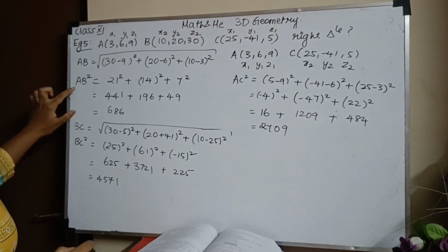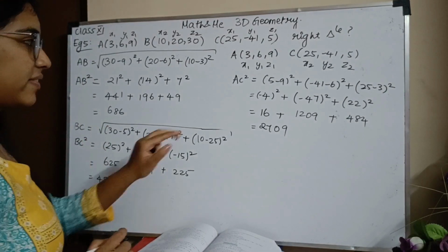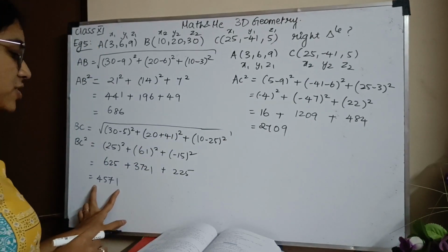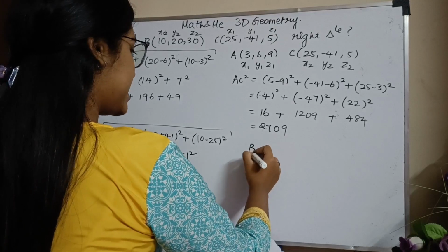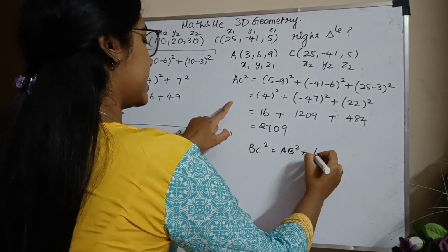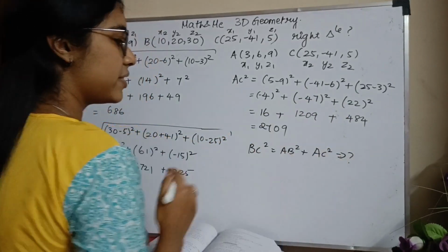Okay. Now what do I see? AB square is 686. BC square is 4571. AC square is 2709. So this is my largest number. So BC square should equal AB square plus AC square. I have to check if this is true.